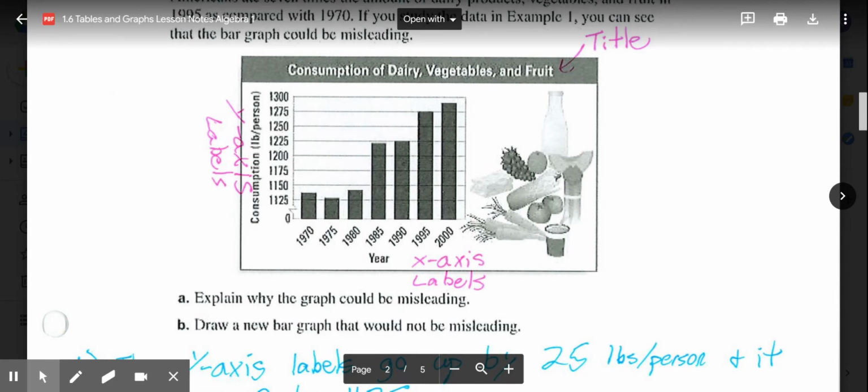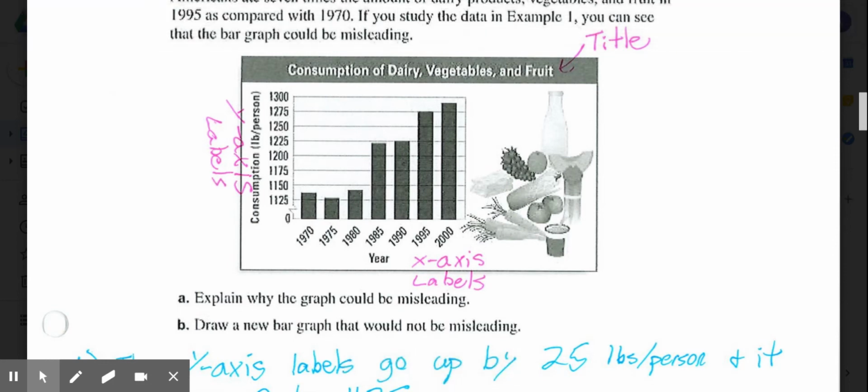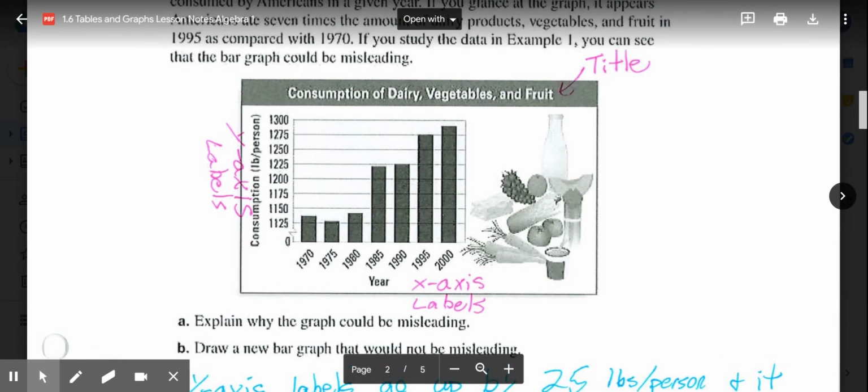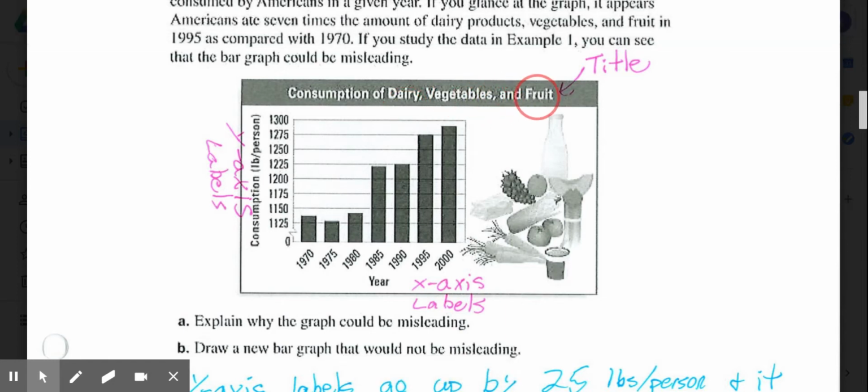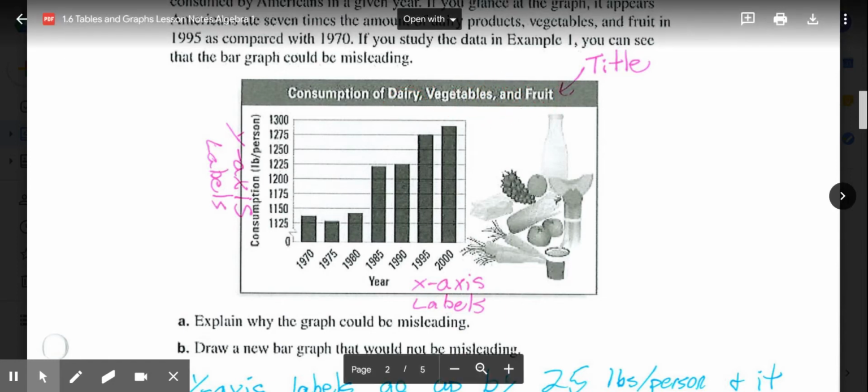Now, a couple things to keep in mind whenever we have a graph. Doesn't matter if it's a circle graph, line graph, bar graph, there's a few things that are required. Number one is you're required to title your graph. So we could title it total food consumption or consumption of dairy, veggies, and fruit, whatever it may be. So we need a title to any graph.